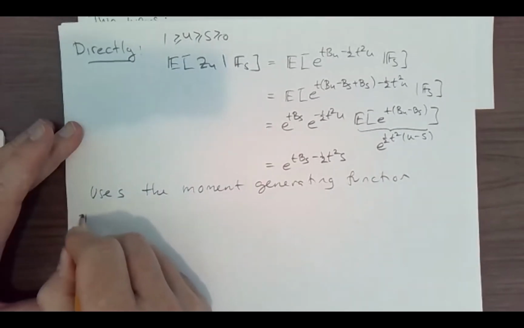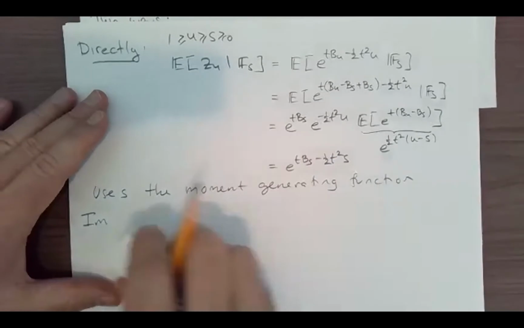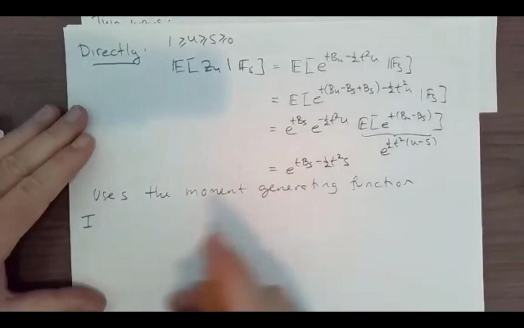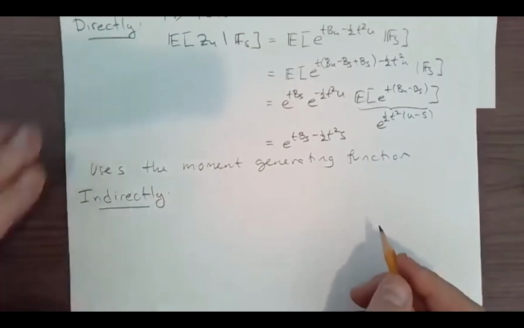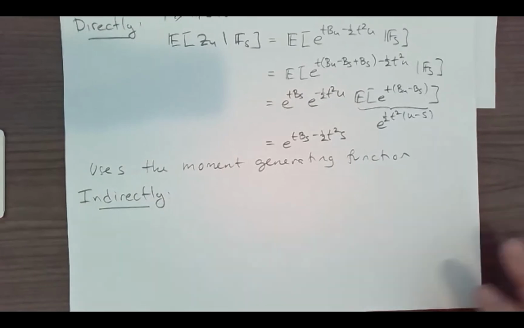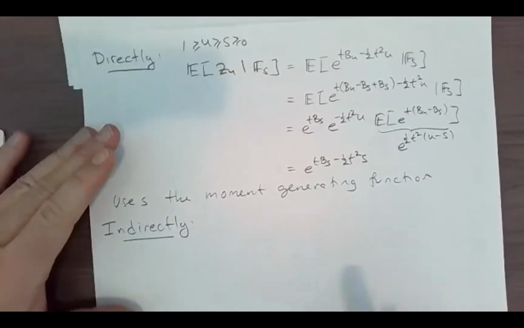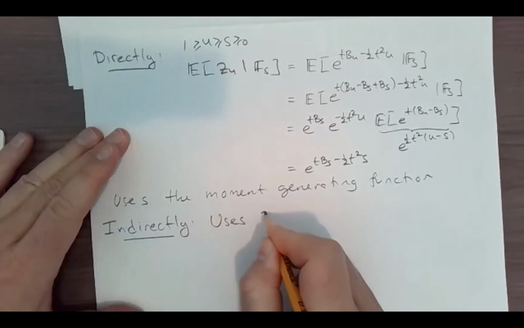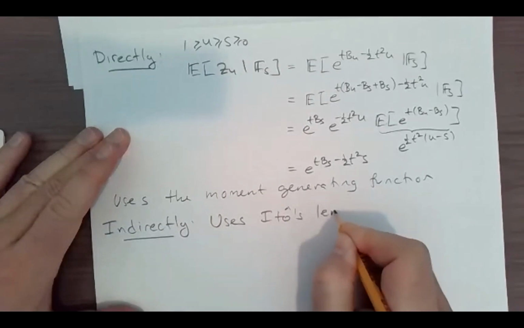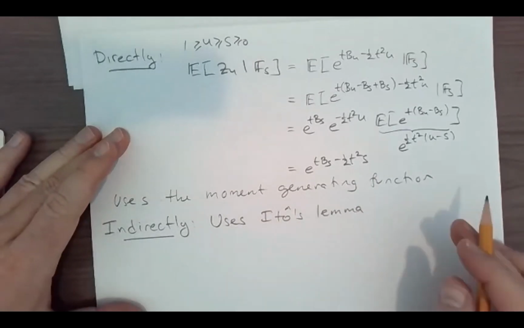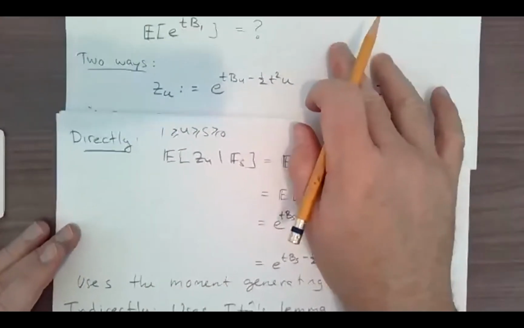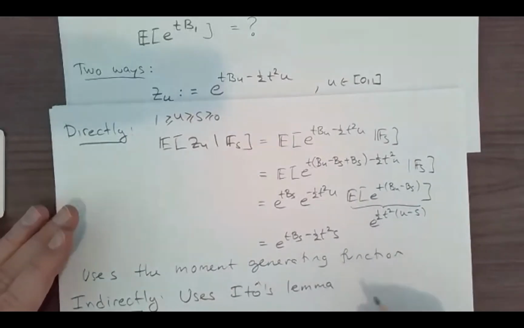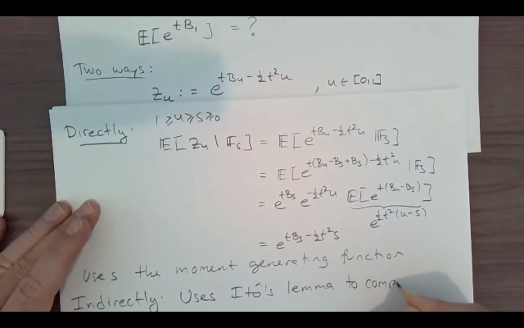The indirect argument beats this one. And what the indirect argument is, it uses Ito's lemma. And it does not use this moment generating function. It uses Ito's lemma to compute the dynamics of this argument here. It uses Ito's lemma to compute dz_u.